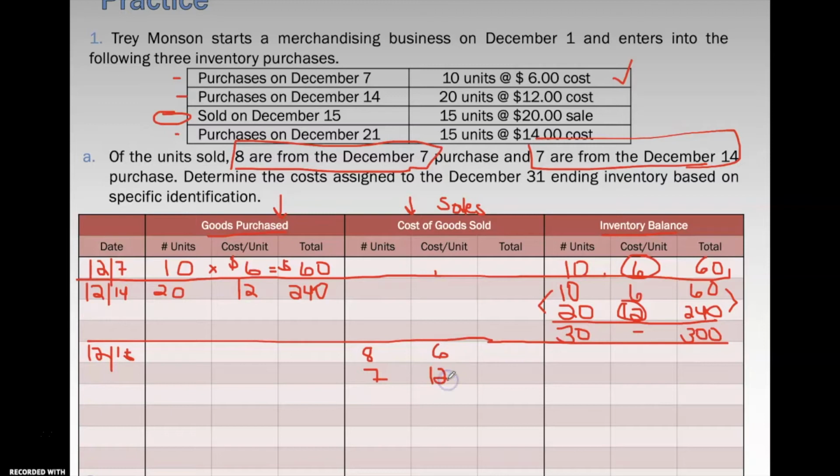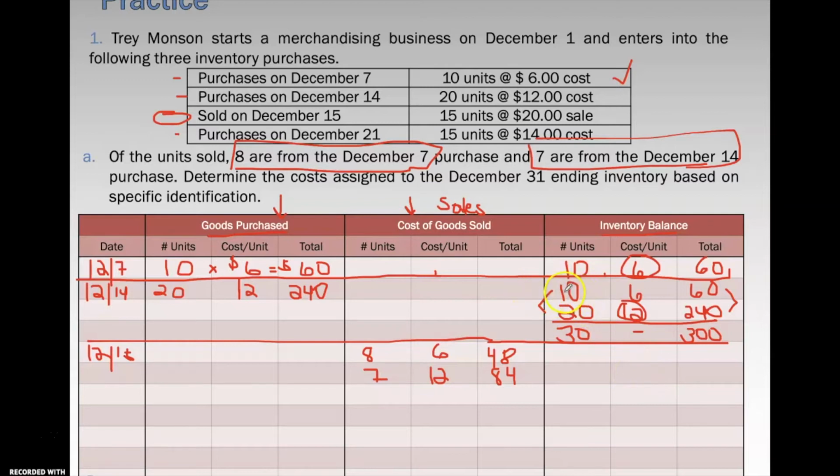Okay, and you want to do the math here as well. 8 times 6 is 48. Sorry, it's messy. And then 7 times 12, we have 84. Okay, so that's what we sold. So the last column is our balance. What do we have left?